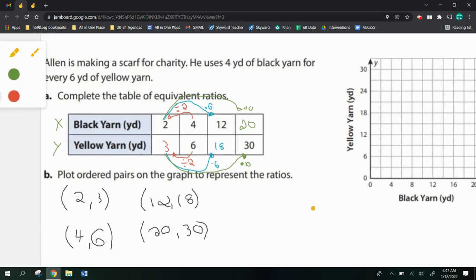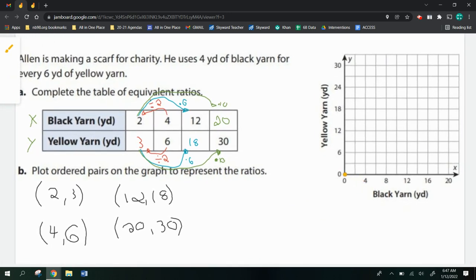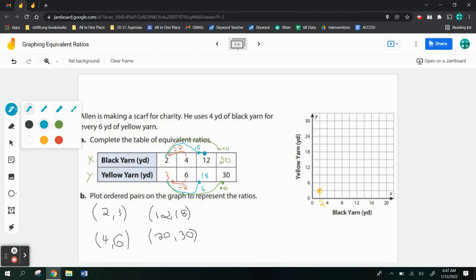All right, now I'm going to plot these points. So starting at the origin, go to 2, on the right, but 2 is missing. But I know that halfway between 0 and 4 would be 2, and then up to 3. That might be hard to see for you guys, so I'm going to change color.